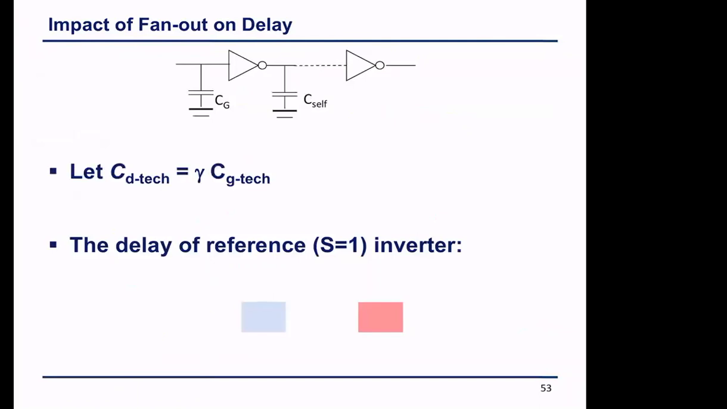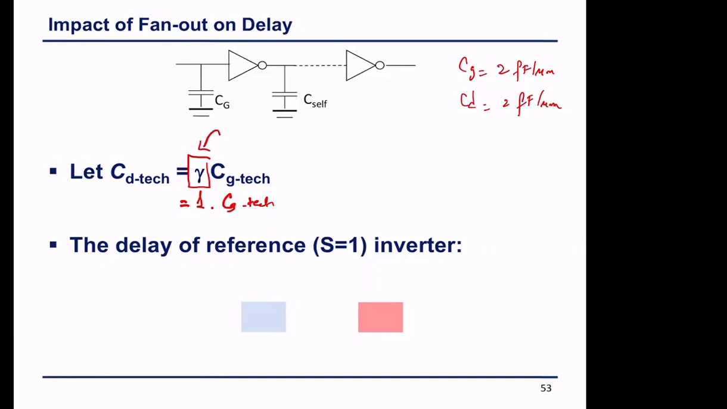Assuming that I start with a given technology, for example CG is equal to 2 femtofarad per micrometer and CD is also 2 femtofarad per micrometer. Then the relation between CD tech and CG tech is that it is equal to 1 times CG tech. This constant could be 1, could be half, could be 2, and we refer to this as gamma.